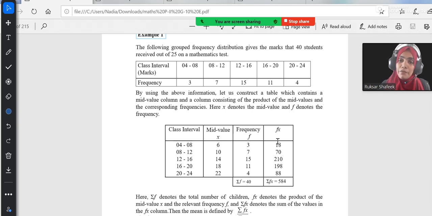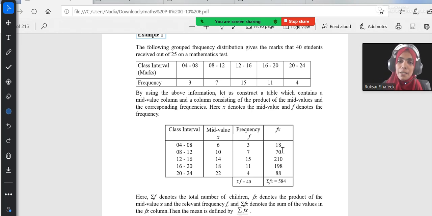And now we find fx, that is multiplying the frequency by the mid value. So 6 times 3 gives me 18, 10 times 7 gives me 70. 14 multiplied by 15 gives me 210, and 18 multiplied by 11 gives me 198. So you get that multiplication right there. And then in the next part, you get the total of the fx column. So this is sigma fx, the sum of fx, the total of the column fx.